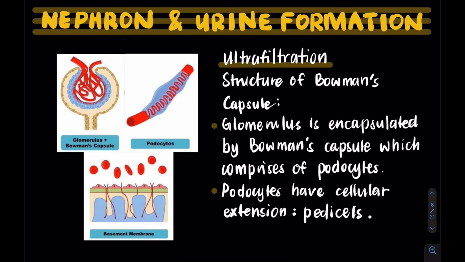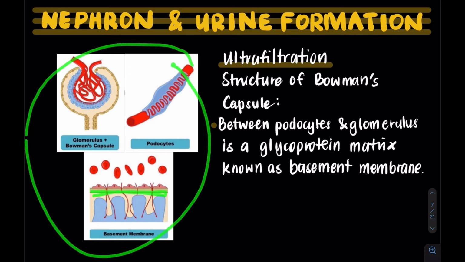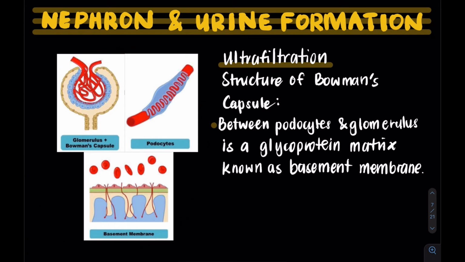Glomerulus is encapsulated by the Bowman capsule. The inner cells of the Bowman capsule are called the podocytes, and podocytes have cellular extensions known as pedicels. The matrix between the podocyte and the glomerulus membrane is called the basement membrane. This structure ensures that blood cells, especially the white blood cells, will not be forced out of the glomerulus.